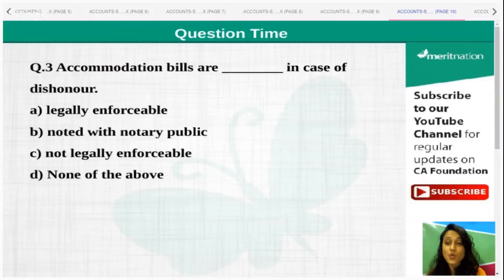There is no consideration in case of accommodation bills. Remember this. No consideration, and that is why they do not become legally enforceable. Okay? Will you remember the reason? No consideration? Okay. All right. Let's move on to the next one.